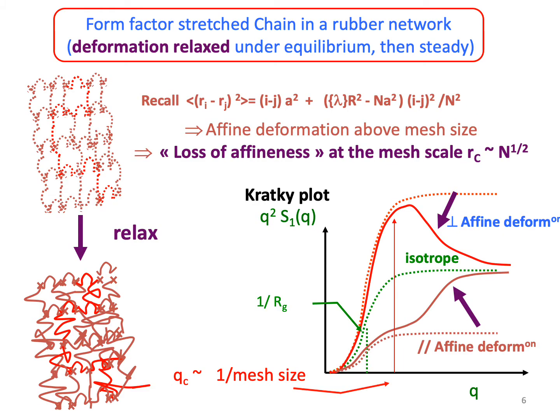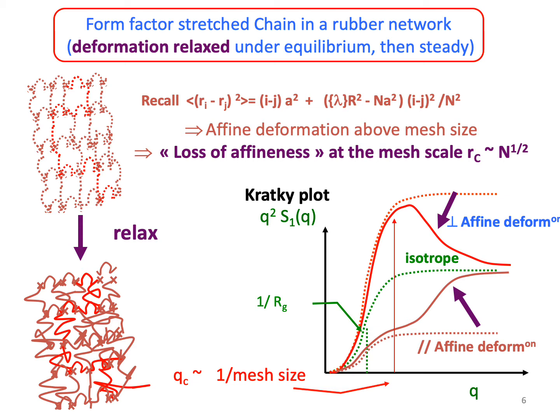A classical example is the one of a chain in a rubber under equilibrium with deformation. Look at the left-hand side figure. We can imagine on this figure that first all scales are deformed homothetically, in other words, affinely to the macroscopic deformation. Then chains relax, and as shown in the lower drawing of this figure, there is a loss of affineness at all scales smaller than R_c, which is the mesh size.